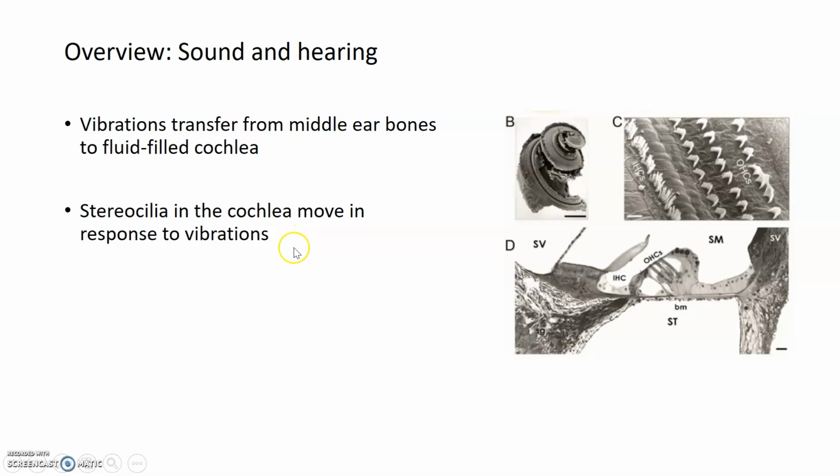And so the vibrations need to make it into the ear and vibrate the tympanic membrane, which will then transfer those vibrations to the three bones of the middle ear, which can amplify them. They're then transferred into the fluid-filled cochlea, where stereocilia move in response to these vibrations.